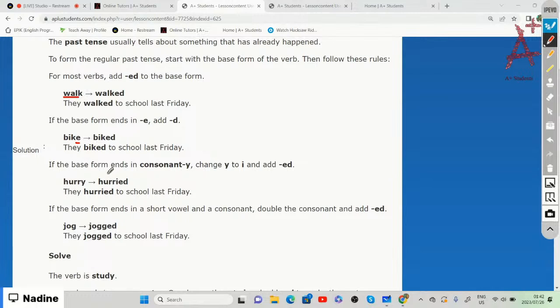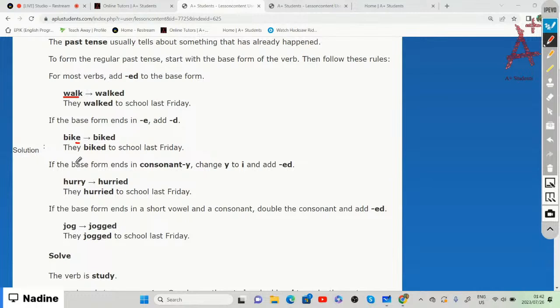And then if the base form ends in a consonant and Y, for example, like hurry, then we drop the Y, or we replace the Y by adding an I, and then we also add an ED. So we drop the Y, change the Y to I, and then we add ED. So from hurry to hurried. They hurried to school last Friday.